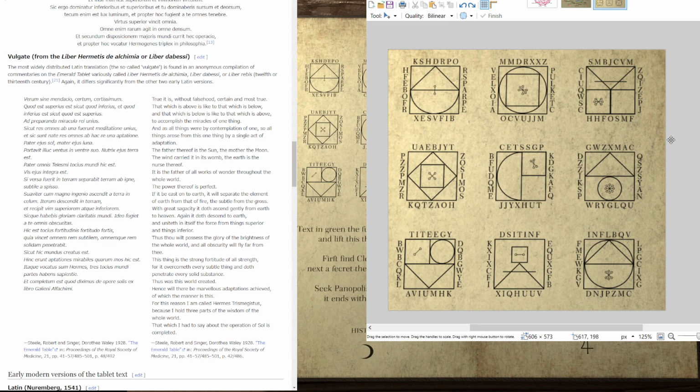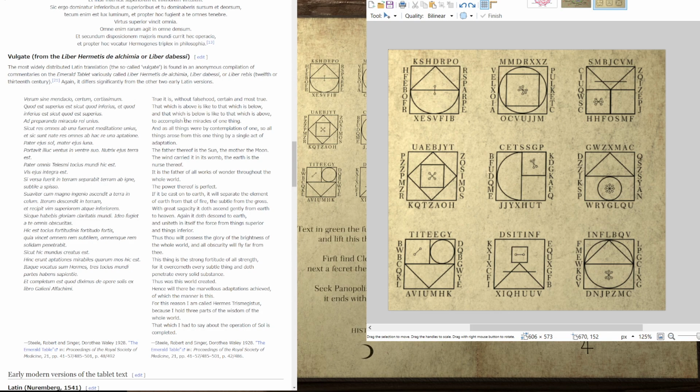That which is above is like below and so forth. Hmm. The father is the sun, the mother the moon, the wind carried in its womb, the earth is the nurse thereof. It is the father of all works of wonder throughout the whole world. The power thereof is perfect. If it be cast onto earth, it will separate the element of earth from that of fire, the subtle from the gross. With great sagacity it doth ascend gently from earth to heaven. Again it doth descend to earth, and uniteth in itself the force from things superior and things inferior.